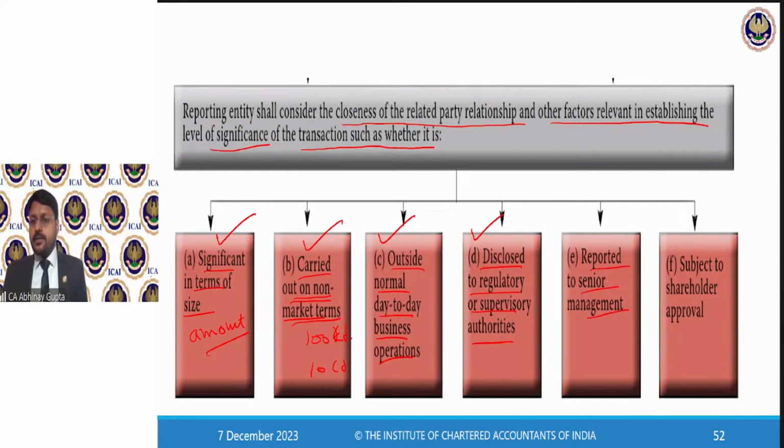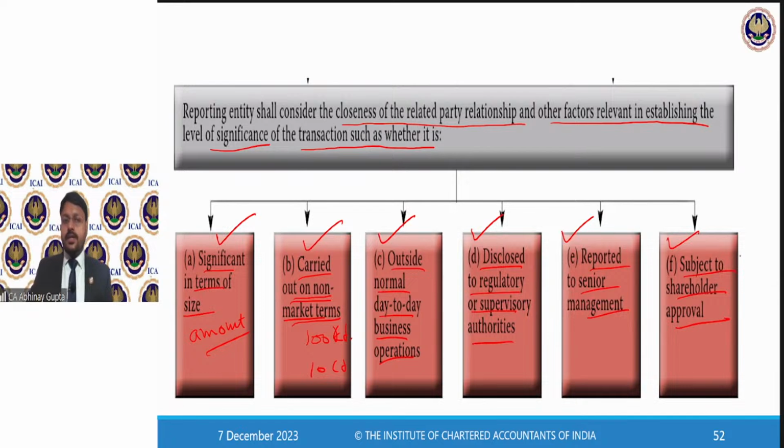Reported to the senior management. So if there are any transactions which are required to be reported to the senior management of the company, it means they are important ones, and hence require disclosures in the financial statements as well, so that users of the financial statements get into the shoes of the management and understand the nature of the transaction. And transactions which required shareholders' approval before entering into them, those are considered as significant.